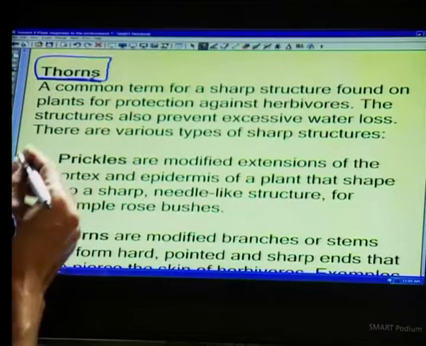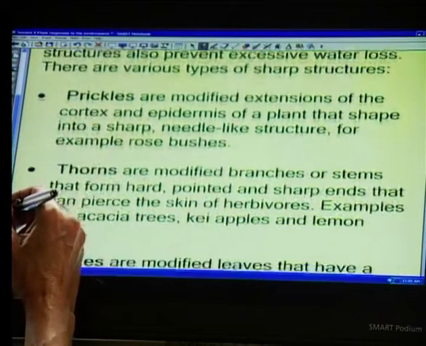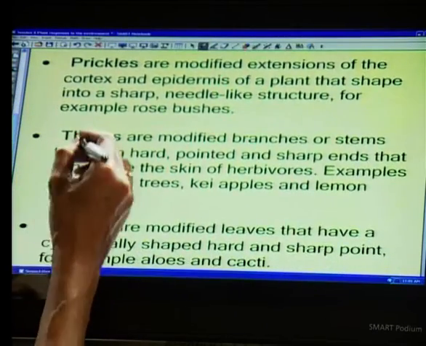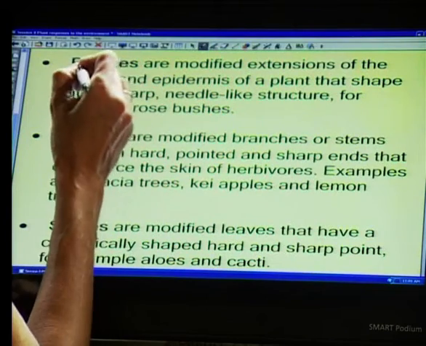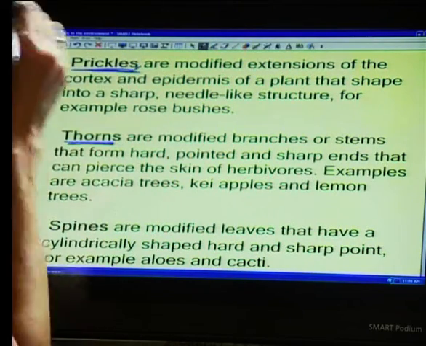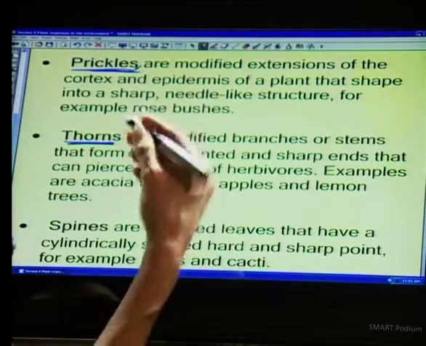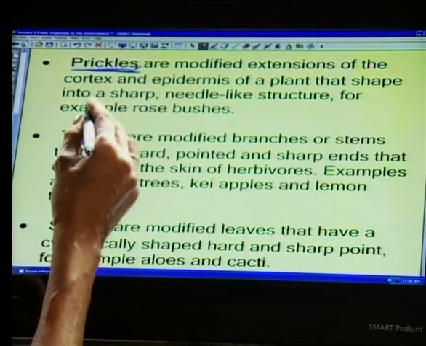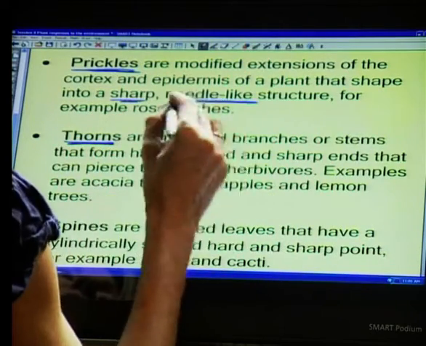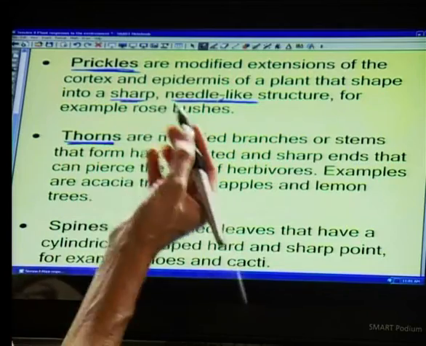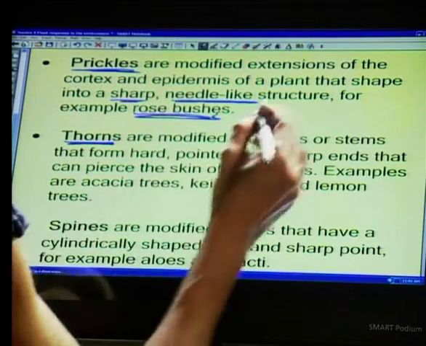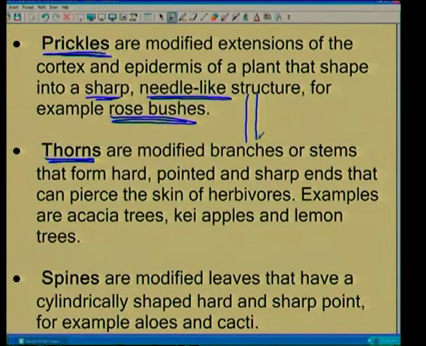So we get three types of what is classified under the common name of thorns, and you'll see the actual thorn word here. But we'll start off with prickles. Your prickles are modified extensions of the cortex and the epidermis of a plant that shape into a sharp, needle-like structure. Okay. And for example, you've got your little rose bushes. So there's your beautiful rose stem, and then you have this thing that sticks there, and they are prickles, and they prick quite sore, and you can actually often get some blood on your finger from doing that.